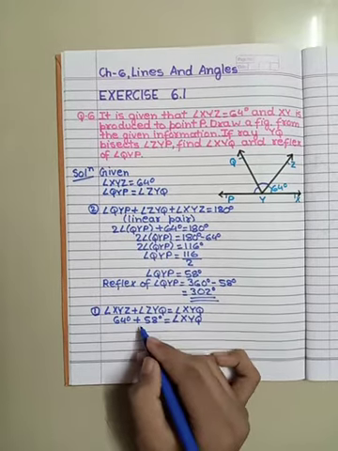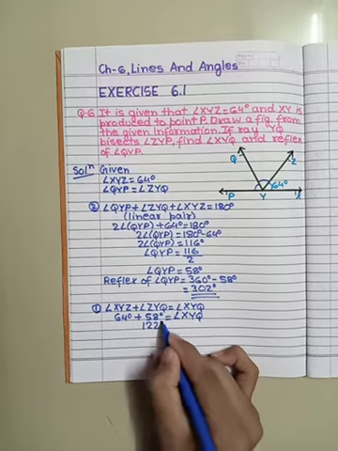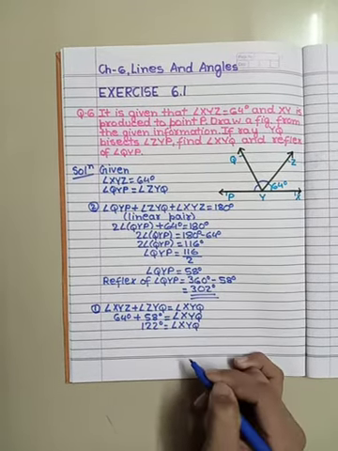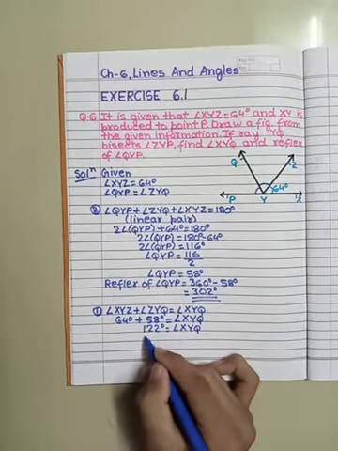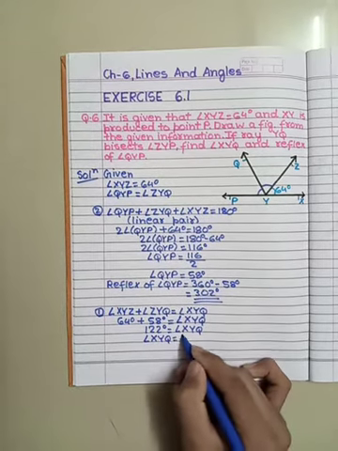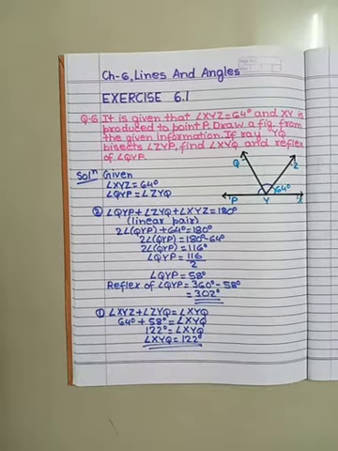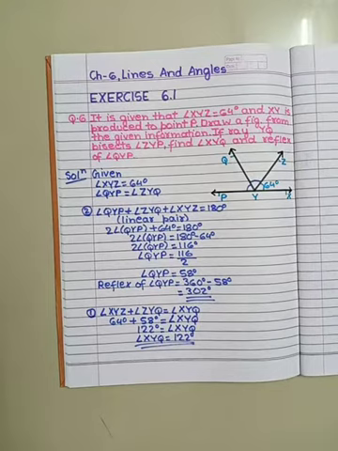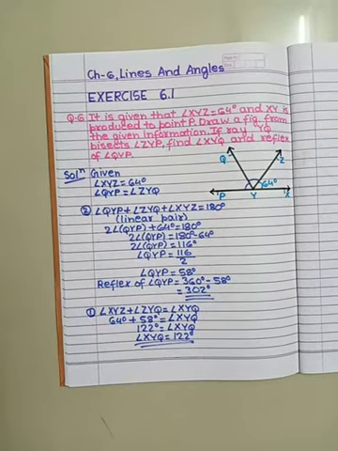So now we can say that angle XYQ is equal to 122 degrees. So in this way we will just change the direction. So angle XYQ will be equal to 122 degrees. In this way we have found angle XYQ is equal to 122 degrees, and the reflex of angle QYP is equal to 302 degrees. So we have completed the question.